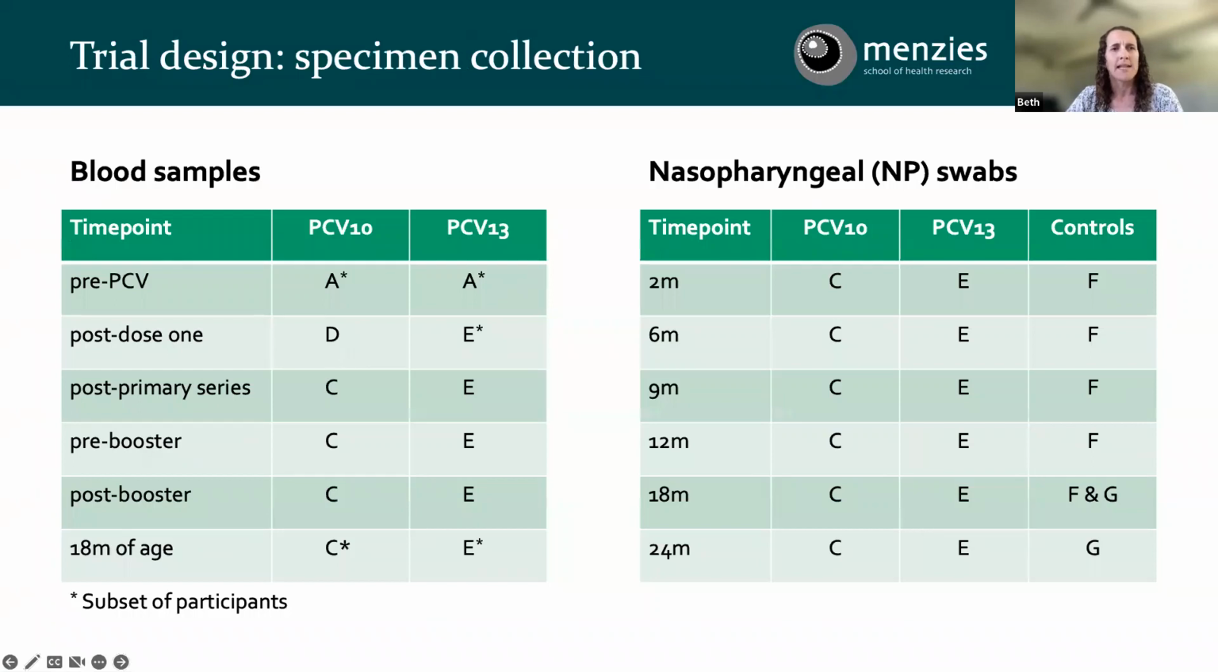In terms of the samples, we collected both blood samples for the immunogenicity outcomes and NP swabs for the carriage outcomes. We were permitted to collect a maximum of 4 blood samples per child. So we collected samples at different time points in different groups, and some samples were only collected in a subset of participants. For the NP swabs, the time frame was the same in all groups, and swabs were collected at 3 to 6 month intervals. And the control group data for the swabs come from either group F, groups F and G combined, or group G, depending on their vaccination status at the time of sample collection.